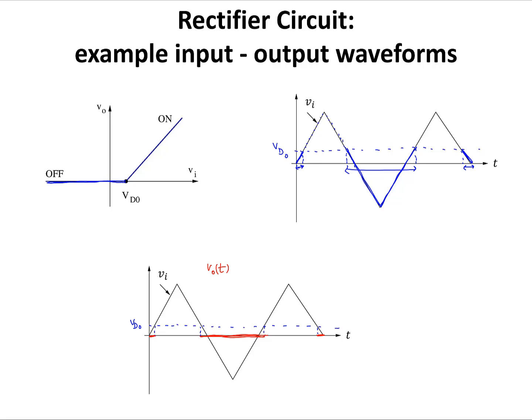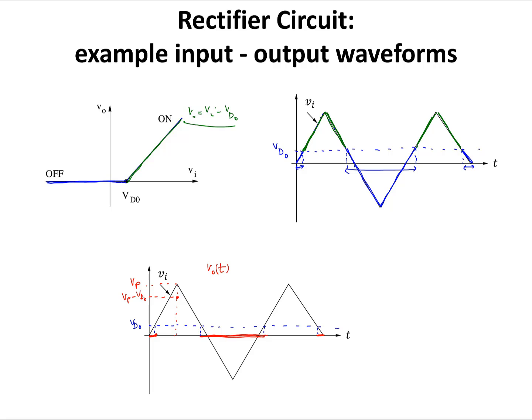How about when the value of Vi is greater than VD0? It is going to be this portion of the transfer function. I know the equation for this line: Vout is equal to Vi minus VD0. So for these Vi values, Vout is equal to Vi minus VD0. I can use this time point at which Vi reaches its maximum value, and I'm going to label it as V peak. So at this time point, Vi is at V peak, which is greater than VD0, and the value of Vout is going to be equal to V peak minus VD0.